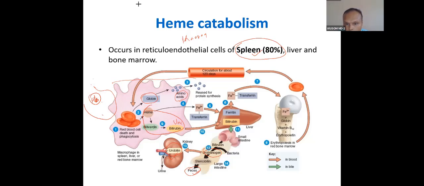And don't forget this: erythropoietin is released from the kidney. Really, don't forget, erythropoietin is released from the kidney. If the kidney has low oxygen, low blood supply, or if the blood has low hemoglobin, the kidney responds to that hypoxia and releases erythropoietin, and this erythropoietin will stimulate the synthesis of RBC.